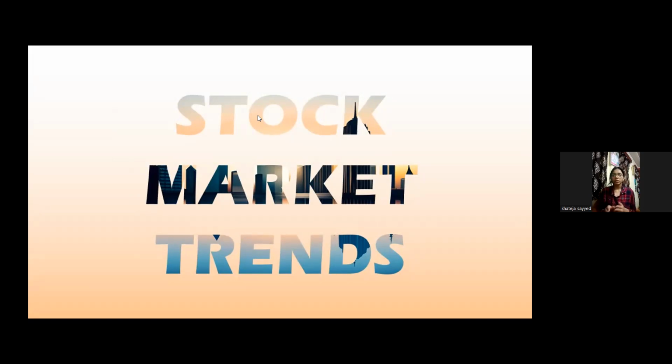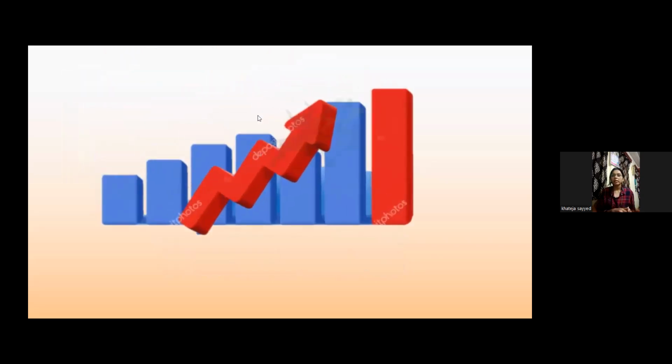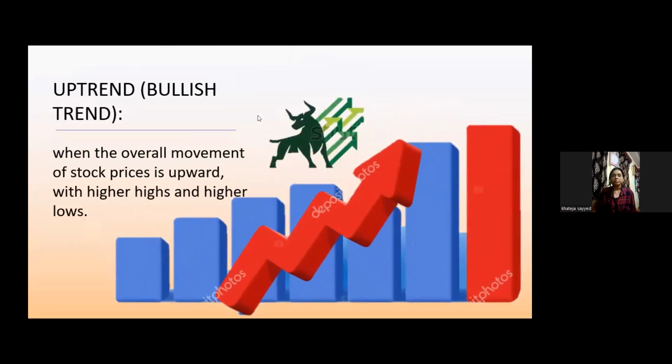Getting further into this, there are three types of trends. First one is an uptrend, also known as the bullish trend. Second one is a downtrend, the bearish trend, and the third one is sideways. Let's see them in detail. The first one is the uptrend, when the overall movement of the stock is going upward. Its name itself says that the trend is going in the upward direction. It is also known as the bullish trend.